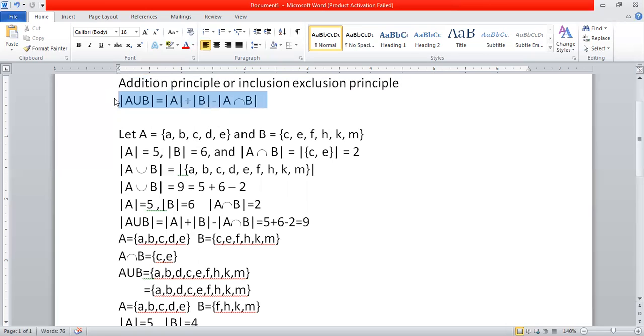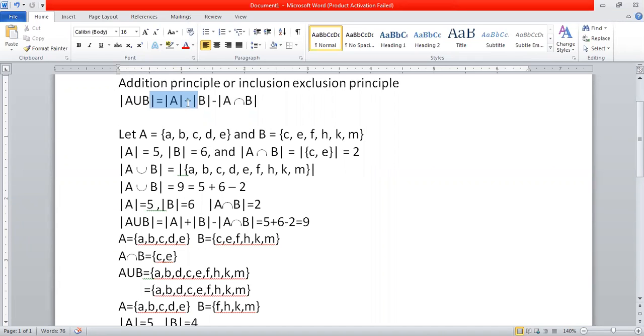So this is our formula. Now this formula is very important from competitive point of view also. So let's say a simple example, directly word problem पूछा जाता है competitive exam में. We'll begin with a simple problem. Let A is equal to a, b, c, d, e and B is equal to c, e, f, h, k, m. These are the elements in set A and set B.